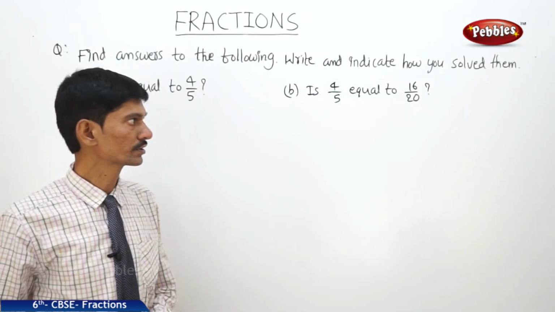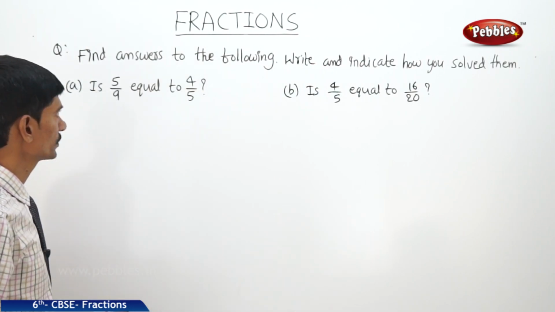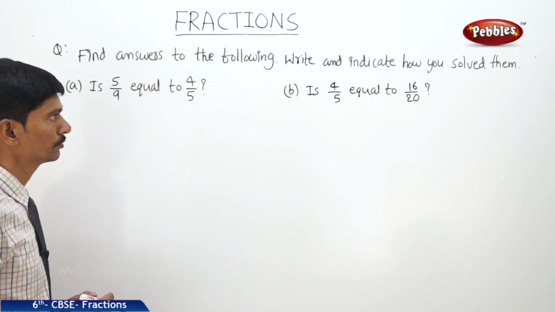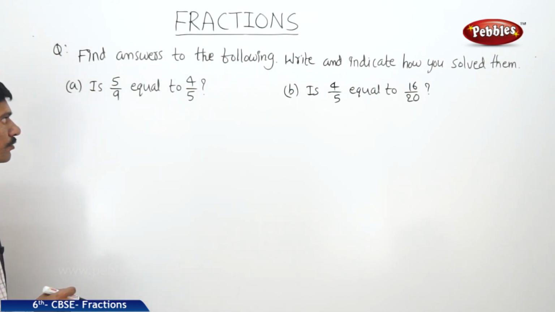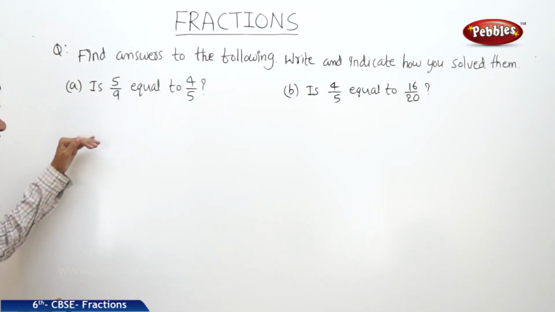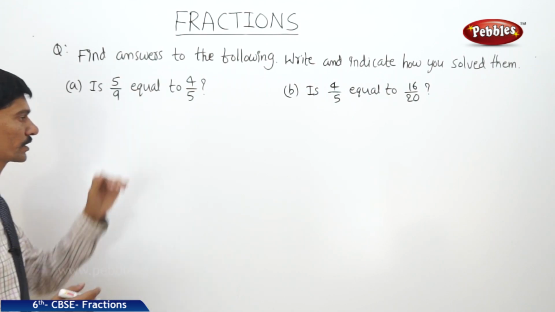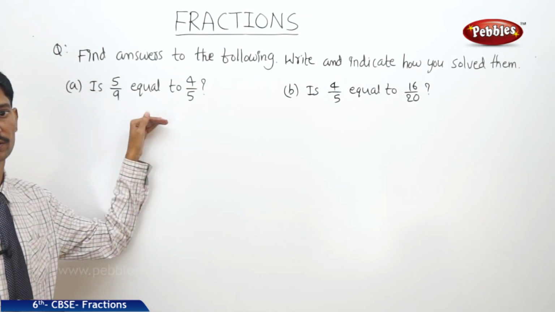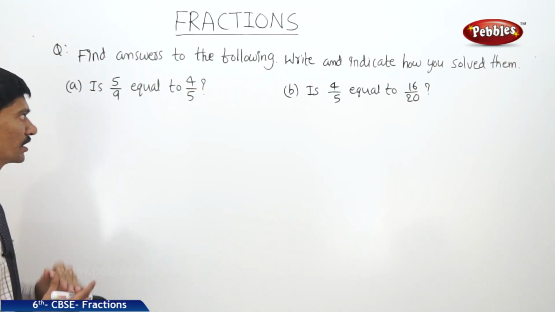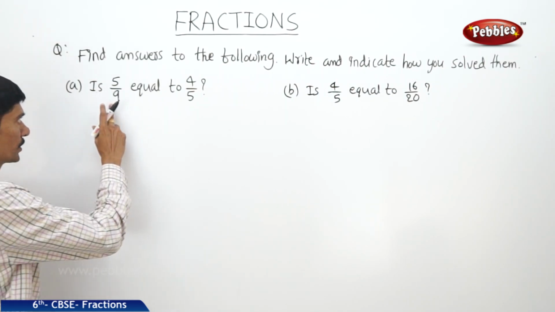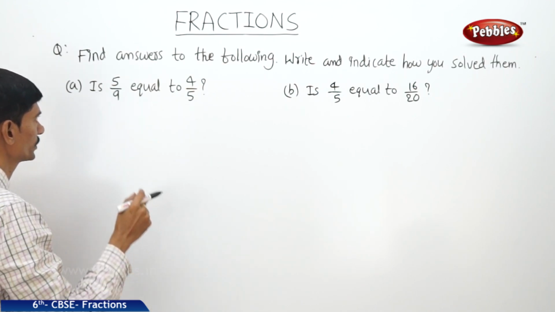Now let us do the next question. Find answers to the following. Write and indicate how you solve them. The first question is: is 5 by 9 equal to 4 by 5? When you compare both the fractions, either the denominators are not equal or the numerators are not equal. So first let us make the denominators equal. The LCM of 9 and 5 is 45.